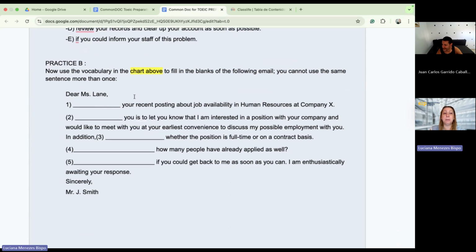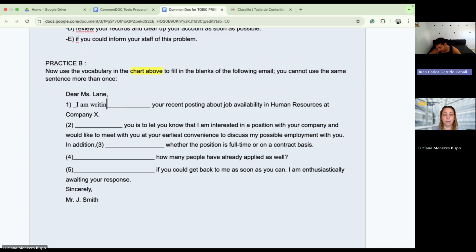All right, practice B. Now use the vocabulary in the chart above to fill in the blanks of the following email. You cannot use the same sentence more than once. Okay, you go. I read all? Yes, please. Dear Mrs. Lane, I am writing regarding your recent posting about job availability in human resources at company X.